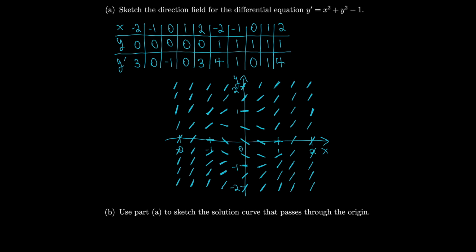Let's do the second part of this problem now. We'll use part A to sketch the solution curve that passes through the origin. As you've seen before, for a differential equation, there are lots of potential solution curves. You could start almost anywhere you want. It all depends on your initial value, usually. So we want the one that passes through the origin. Let's look at the origin, and let's follow along the path.